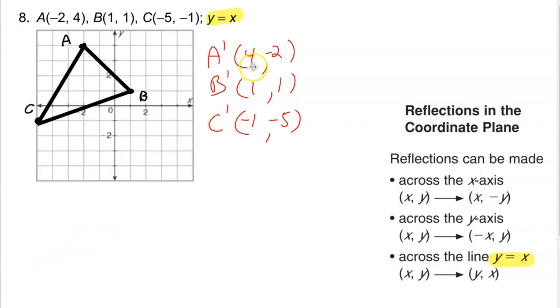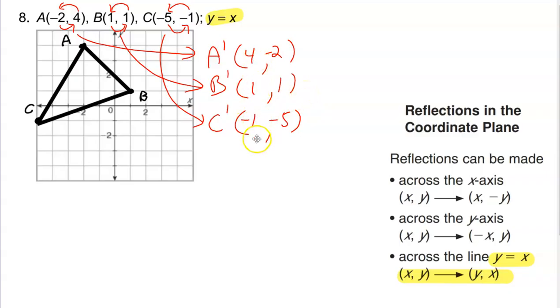Okay? So I get 4, -2, 1, 1, -1, and -5. How do I get those? Well, I swap. I made the 4, which is y, now it's x. The -2 is now y. Here they're both 1, so it really doesn't matter there, but it's 1 and 1. And in here, you're going to have -1, -5 become -5, -1. Or I should say -1 is going to become the x and -5 is going to become the y. Okay? And then I just put those there once I swap them.